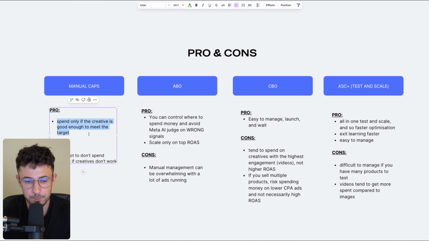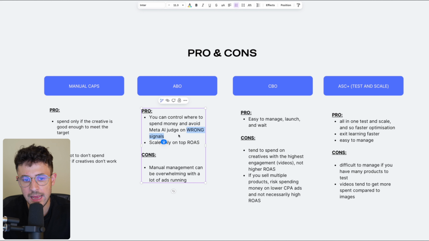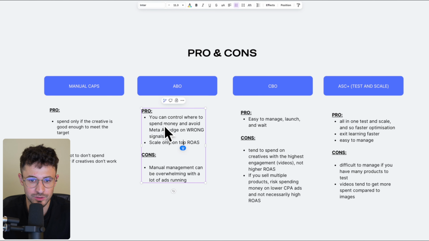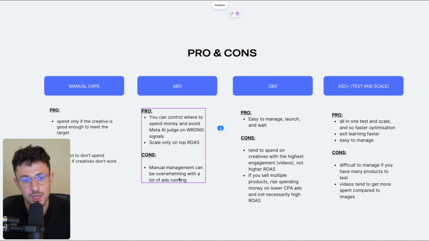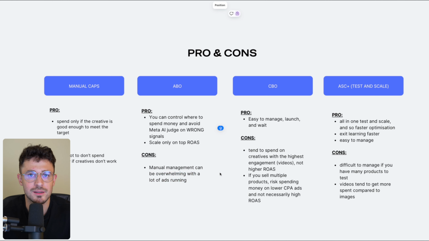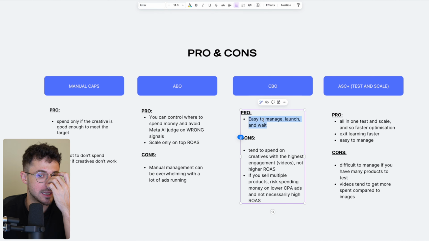Second approach is through ABO. ABO has two different pros. The first one is that you can control where Meta ads spend your money, and you can avoid Meta spending money on the wrong signals, and you can scale only on top ROAS ads. I'm gonna explain why I'm talking about these pros, because this goes against the CBO, but I will explain everything. And the con is that you need to manage everything manually, because you need to allocate, increase, decrease, stop ads, everything, not like the CBO. That's why the advantage of the CBO is that it's easy to manage.